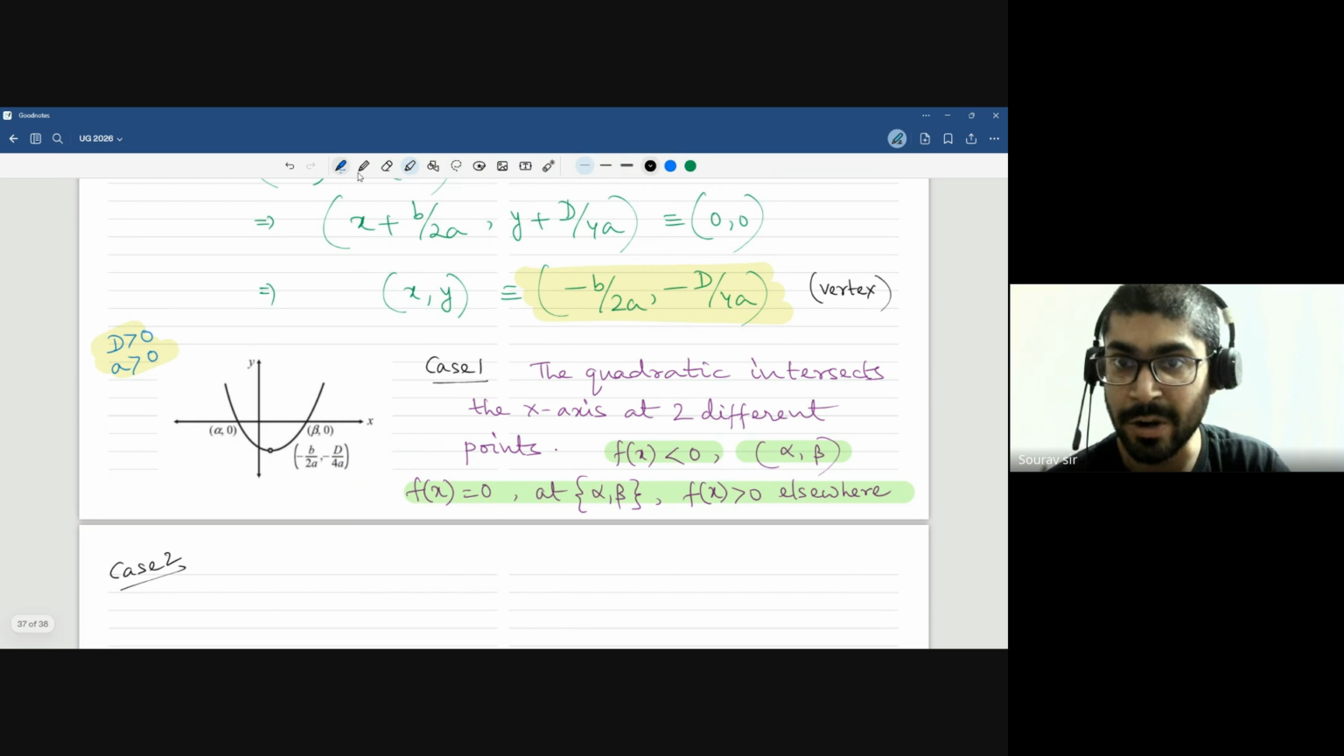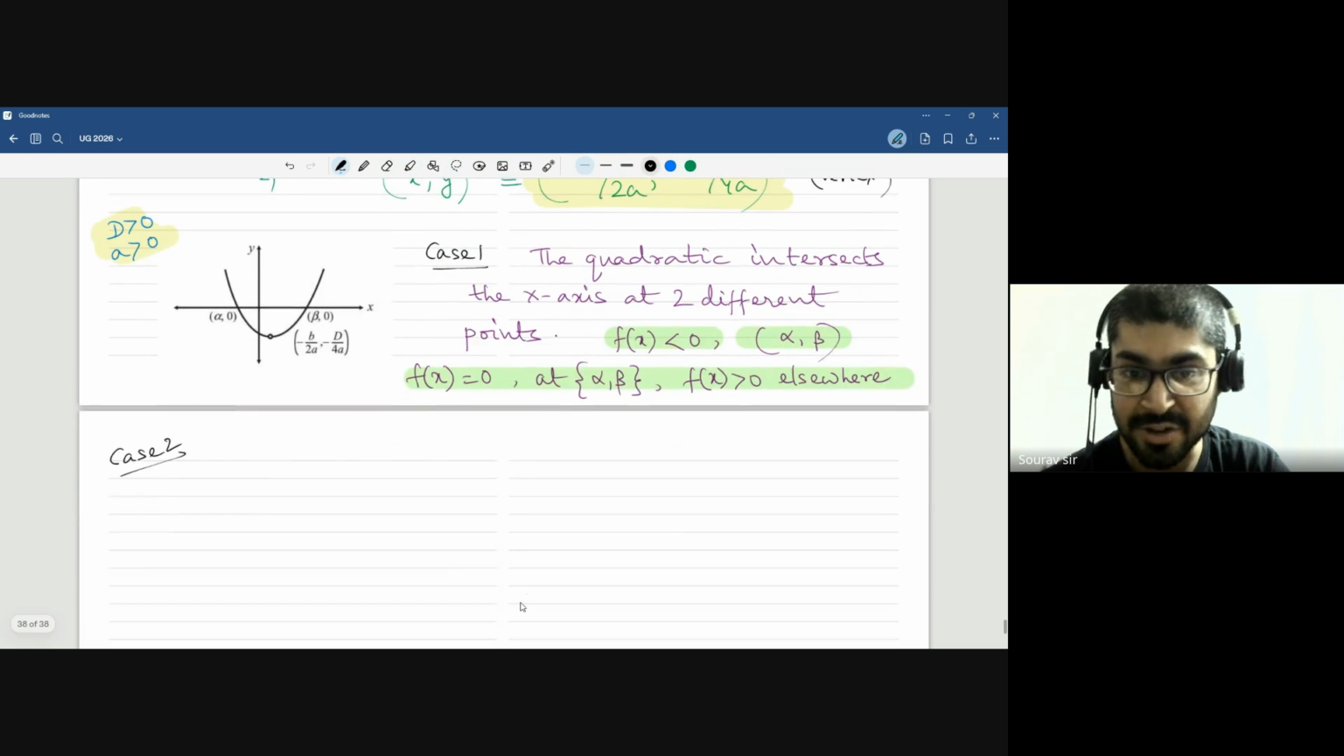All right. So what will be case 2 now? So case 2 will just be the reverse. Okay. So before I give you the diagram, can you tell me how it will look like and what will be the conditions?